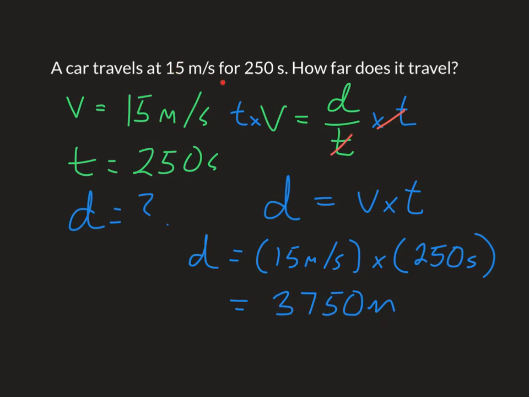Again, as always, I want to make sure my answer has the right number of significant digits. When I go back to my original numbers from the question, this one has 2 significant digits, this one has 3, so my answer should have 2. So I'm going to round this to 3.8 times 10 to the power of 3 meters. And the reason I use scientific notation is because I have to round it here, which means I have to get rid of whole numbers. So I had to use scientific notation. Okay. So there's my answer for that one.